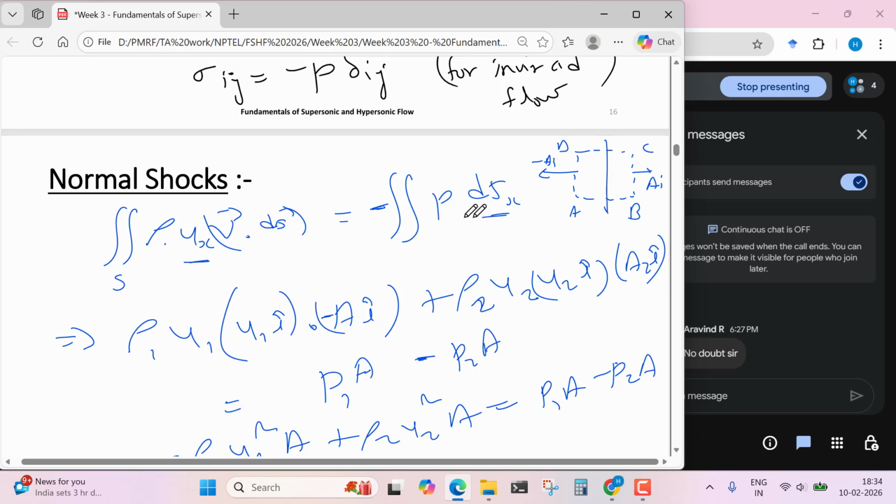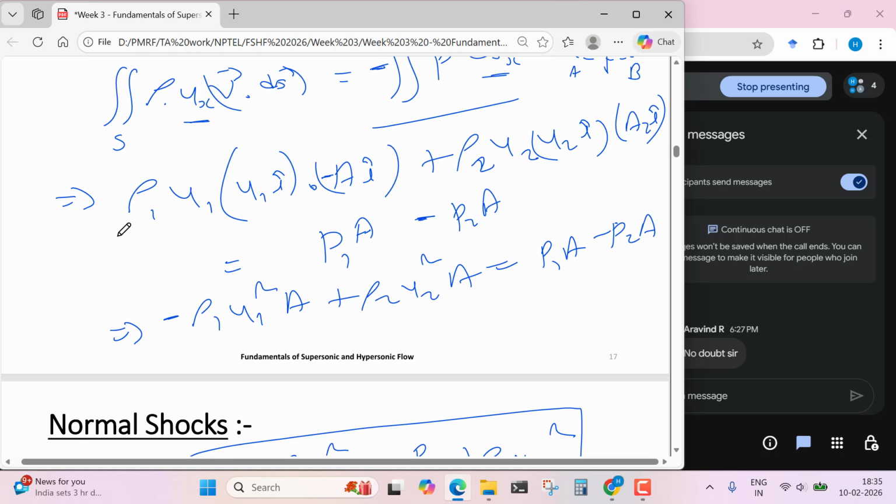For the pressure term we'll get minus P1. Here dS is minus AI, so minus A, so it will become plus A, minus P1A, sorry, plus P1A minus P2A.